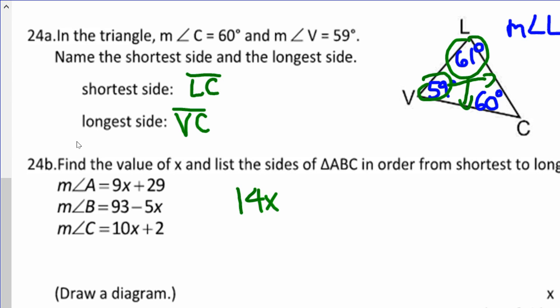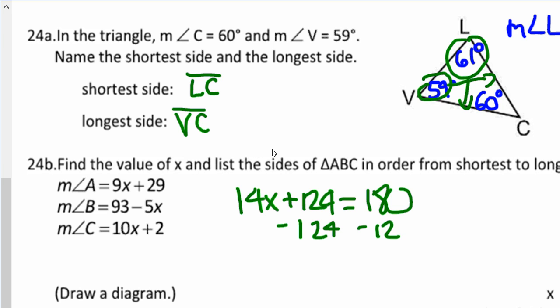Okay, 29 plus 93, what's that? 122, I believe. Plus 2 is 124. Let me use my handy dandy calculator to make sure that these numbers are correct. All right, so 124 is correct. We set that equal to 180. Subtract 124 from both sides. That gives me 56. Divide by 4, and we get x is equal to 16.